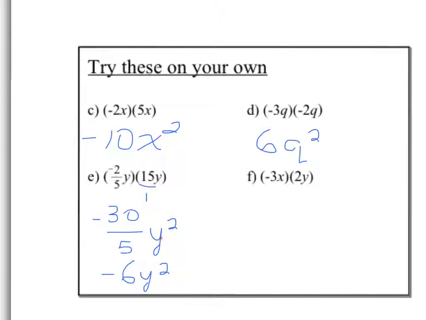And for f, you have different variables again, so those cannot be simplified. So multiplying the coefficients, you get negative 6 times x times y. Make sure you do not use multiplication signs. It looks like an x, and that's the main variable you're going to use, so you can't have multiplication signs anymore.